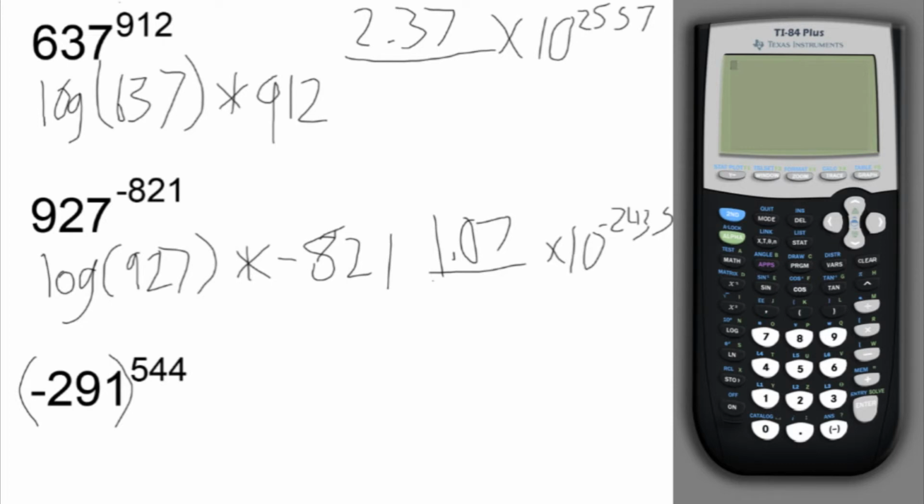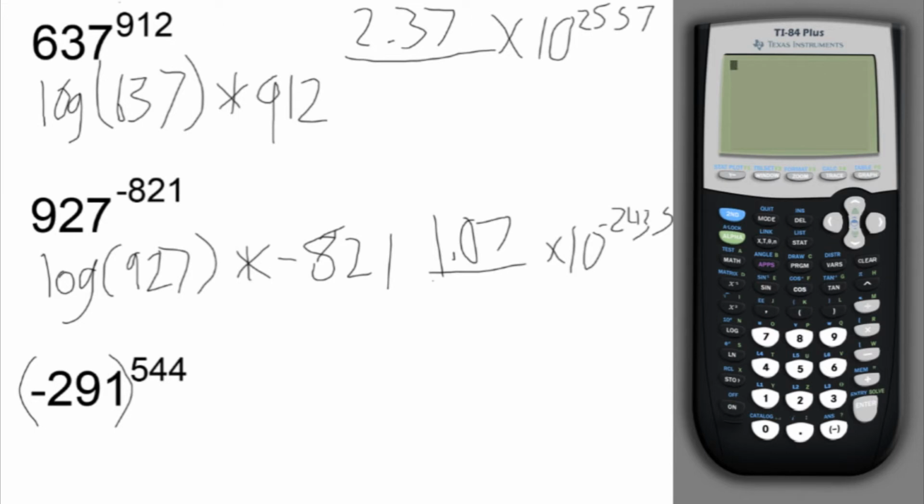So if we try typing this into our calculator, log of negative 291 times 544, we get this error: non-real answer. This is just like when you're trying to take the square root of a negative number. It just doesn't work because you can't take a square root of a negative number. So we have to find another way to do this.